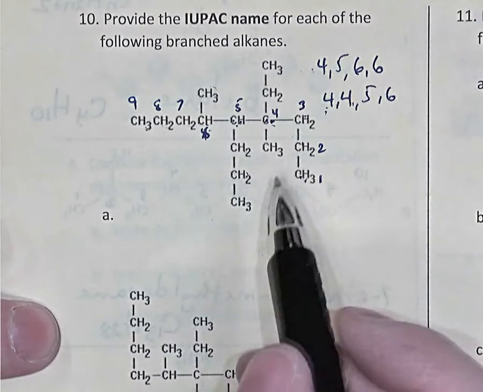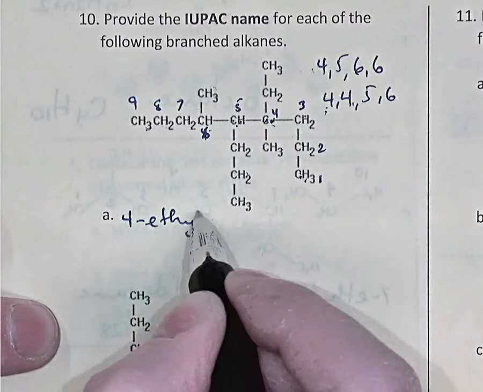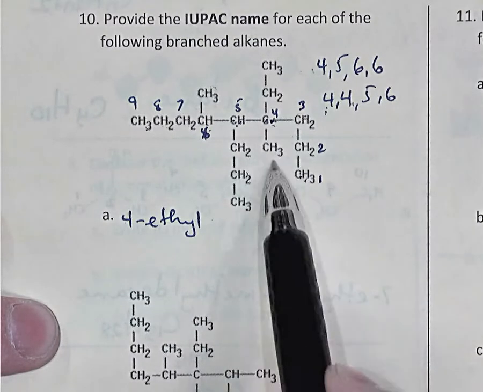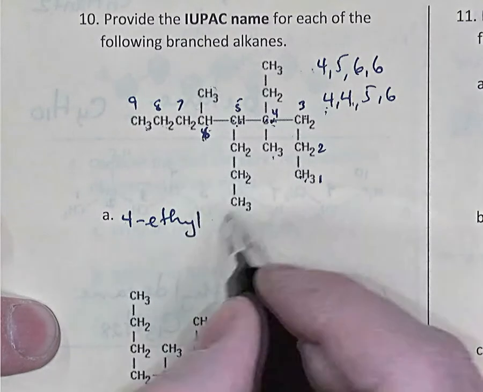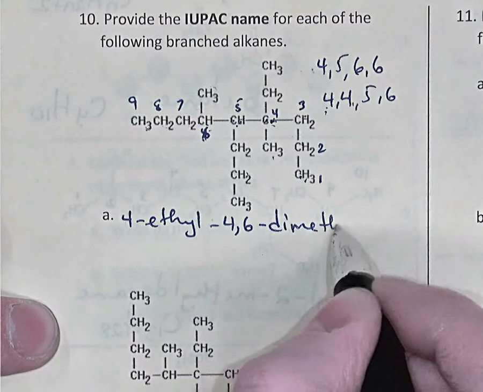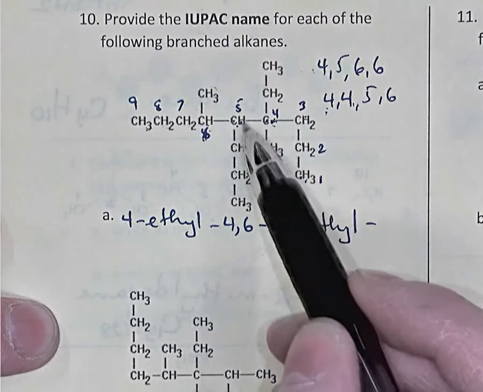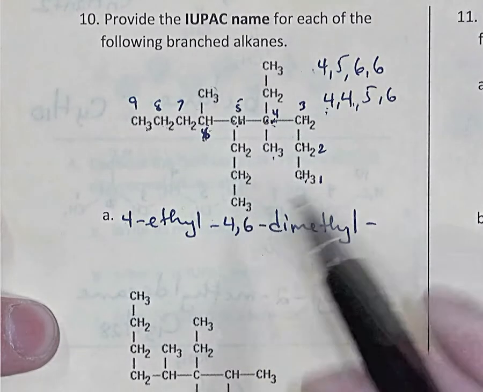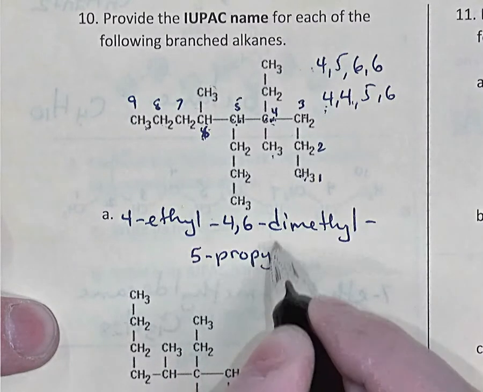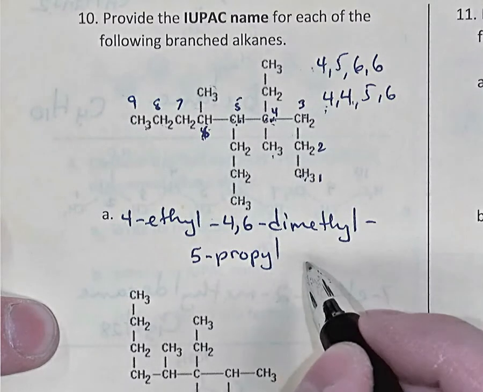So let's name the ethyl first. That's on carbon 4. So 4-ethyl. Now let's name the methyls. There's 2 of them, one on carbon 4 and one on carbon 6. So dash 4,6-dimethyl. There were 2 of the methyls. Now let's name the propyl. It's on carbon 5, this 3-carbon branch. So dash 5-propyl. And then the parent chain, which had 9 carbons, is nonane.